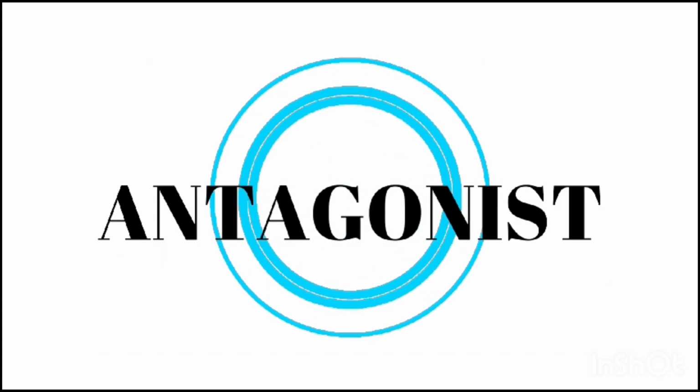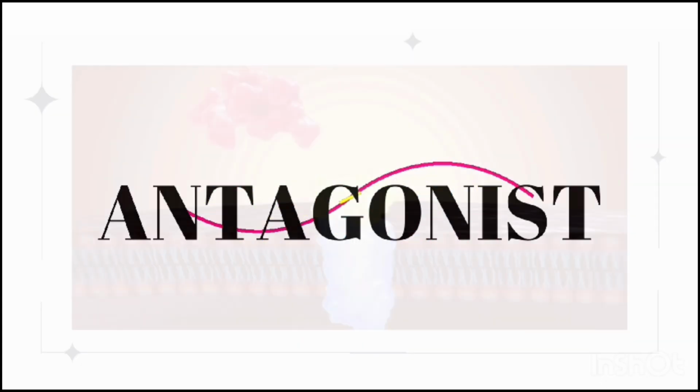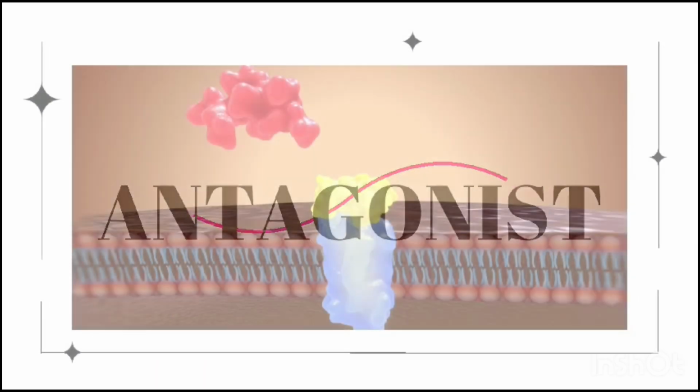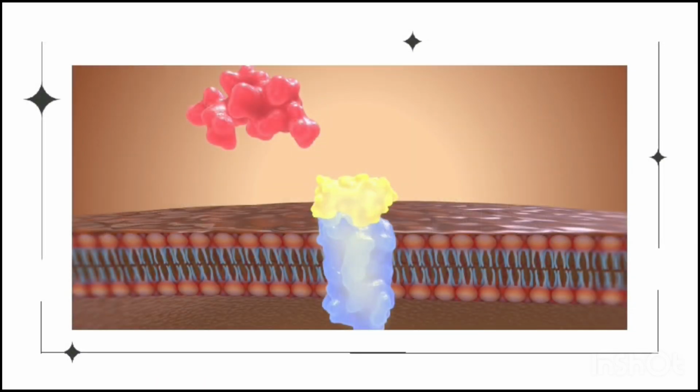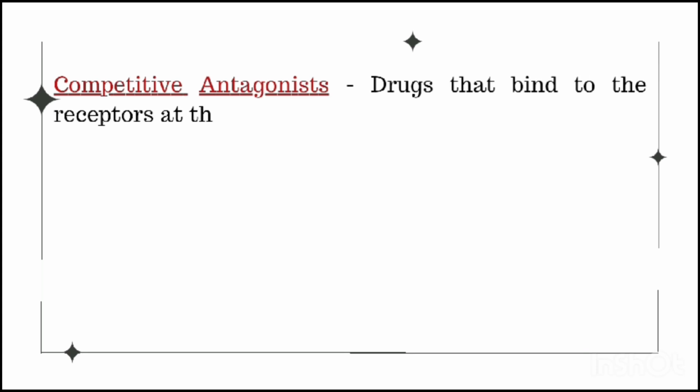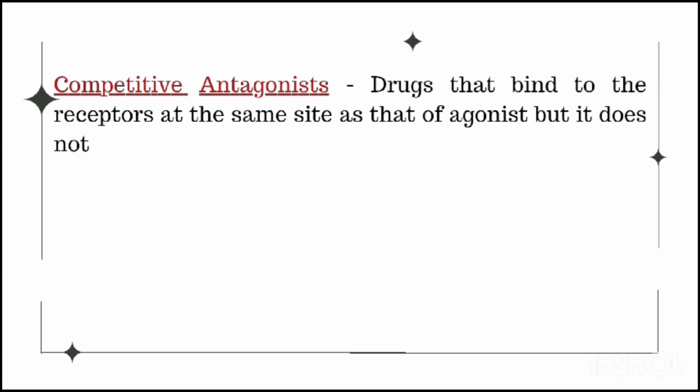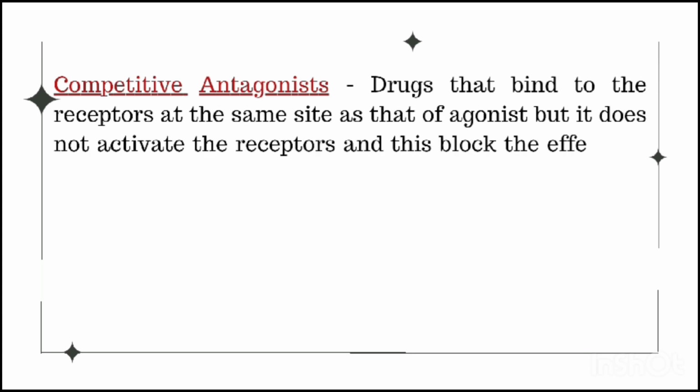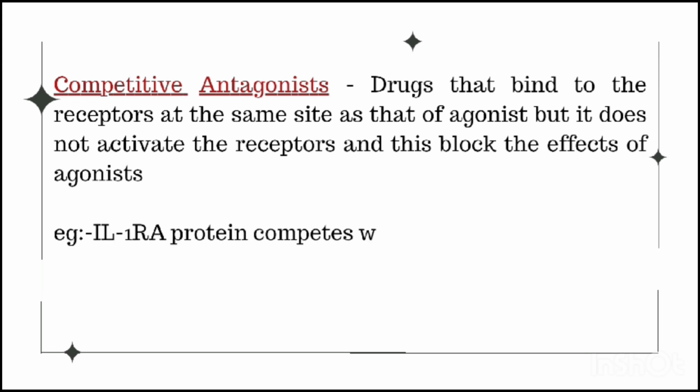Now coming on to antagonists. Antagonists are those drugs which act opposite to agonists. Sometimes they take the place of the agonist in the same site and the action will be reversed. There are reversible and irreversible antagonists. Of reversible antagonists, first is your competitive antagonist, which binds to the receptors at the same site as that of the agonist but does not activate the receptors.